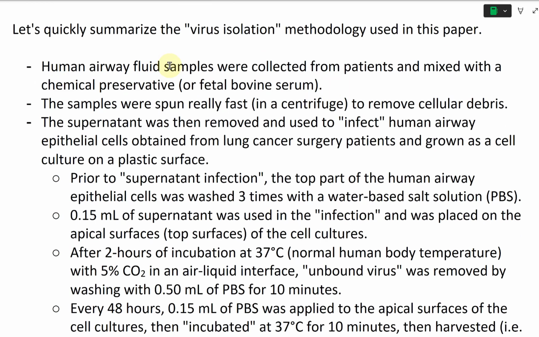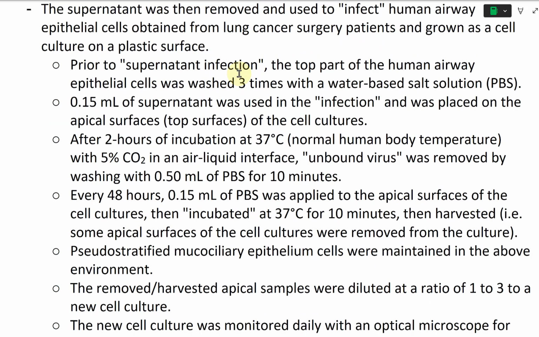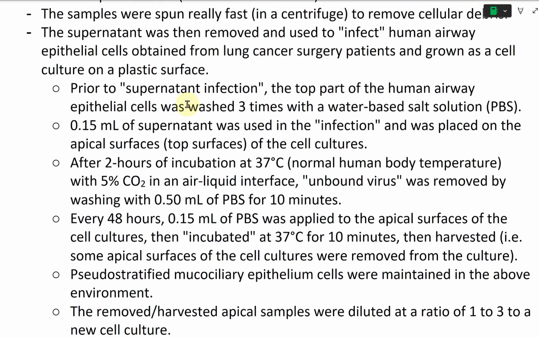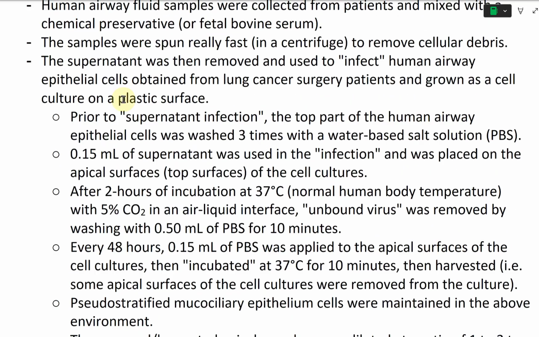So human airway fluid samples were collected from patients and mixed with a chemical preservative or fetal bovine serum, and the samples were spun really fast in a centrifuge to remove cellular debris, and the supernatant was then removed and used to "infect" human airway epithelial cells obtained from lung cancer surgery patients and grown as a cell culture on a plastic surface. And here are the steps in this inoculation.